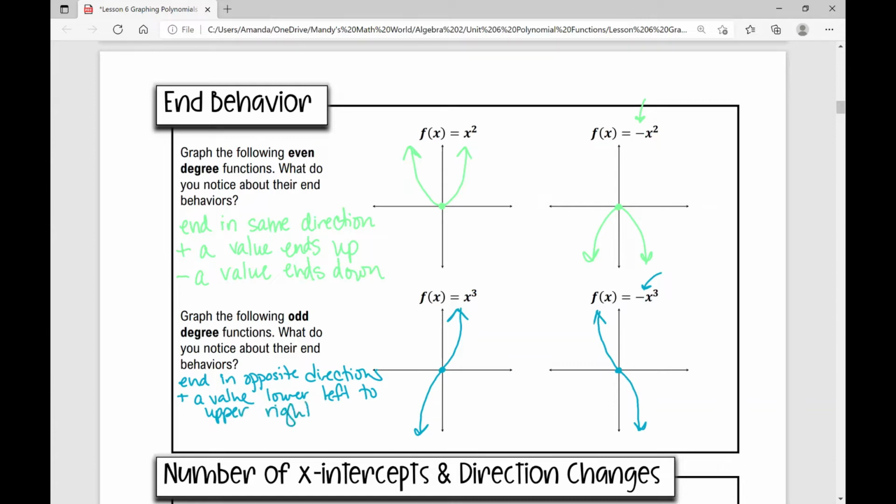And then what do we notice about the negative a value? The negative a value goes from upper left to lower right, right? So knowing what you know about this graph, the end behaviors are different. They're opposite. This one right here, as x approaches infinity, f of x approaches infinity. As x approaches negative infinity, f of x approaches negative infinity. This one's different. As x approaches infinity, f of x approaches negative infinity. As x approaches negative infinity, f of x approaches infinity.